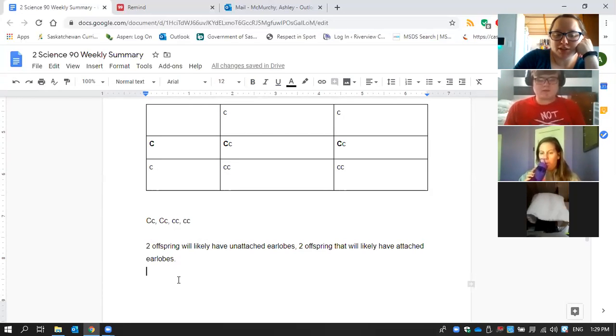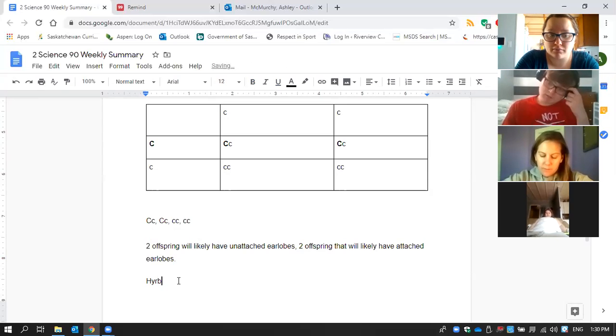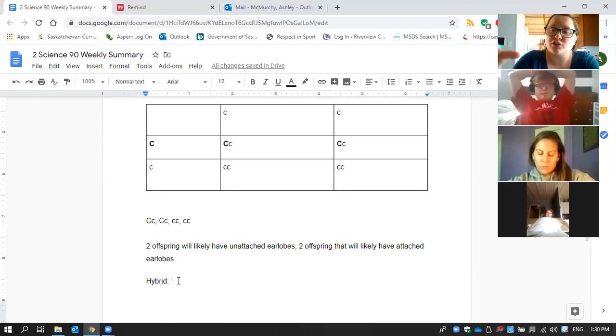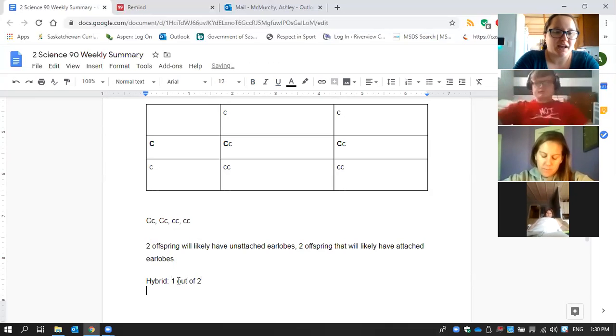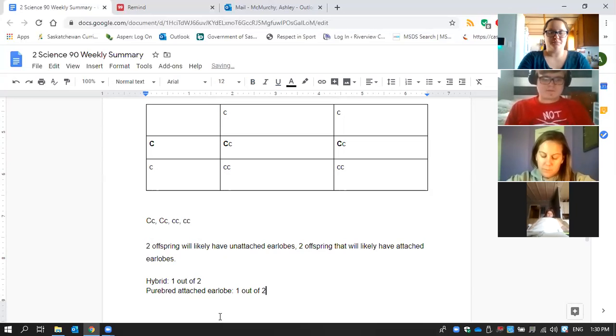And I guess just as a little bonus question, what are the chances of each offspring happening? So what is the chance that you're going to have a hybrid? 50? So yeah, you have a 50% chance, but say you would say that there's a 2 out of 4 chance, which you would reduce to 1 out of 2. Good. And so what are your chances of having a purebred attached earlobe? 1 out of 4? Well, how many are there? There's 2. 1 out of 2. Yeah, 2 out of 4, which is 1 out of 2. Good.